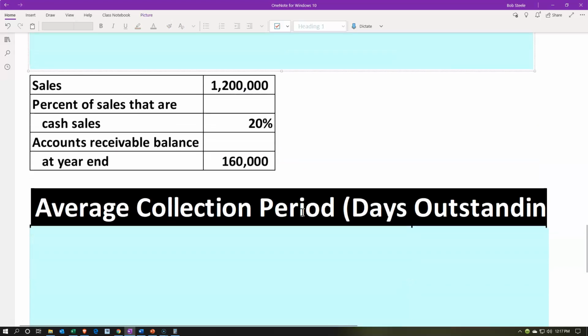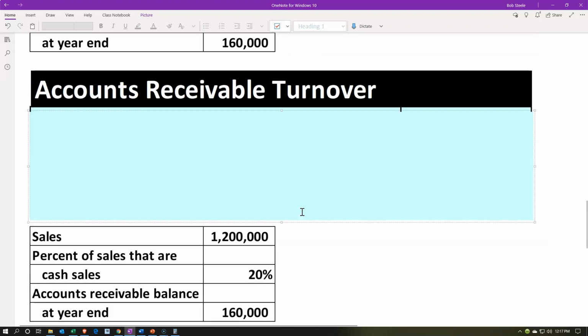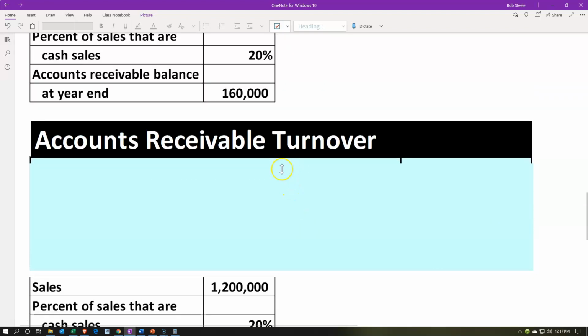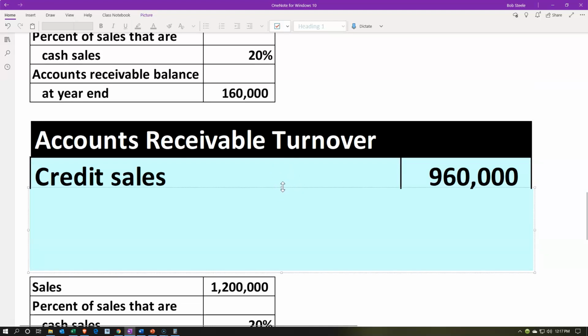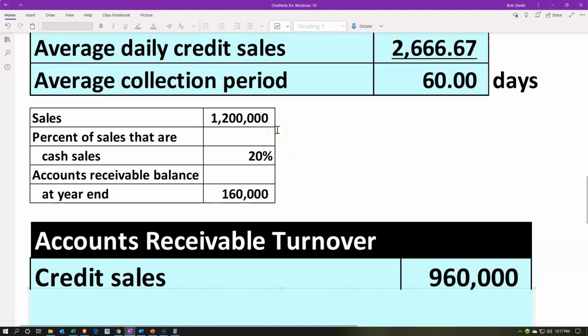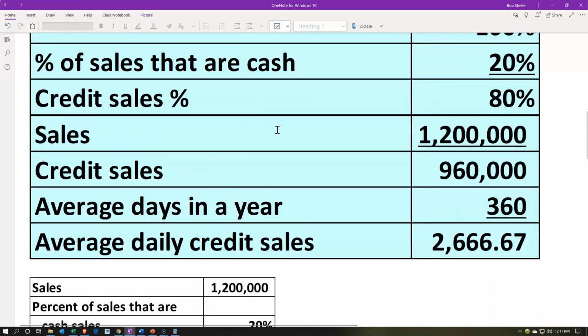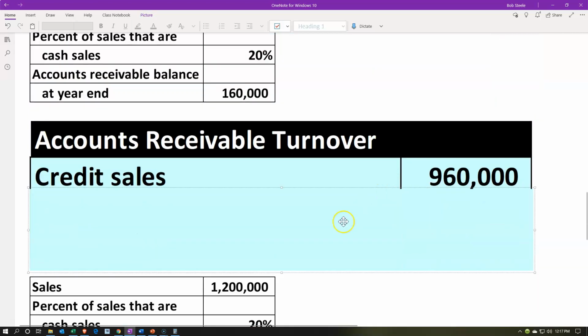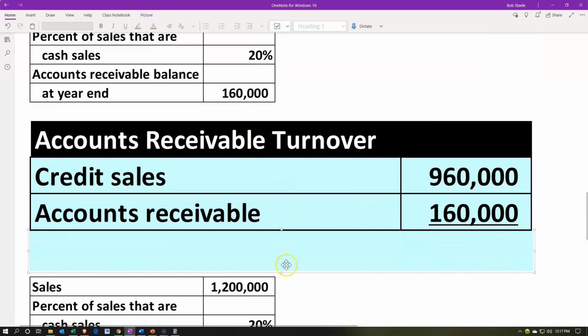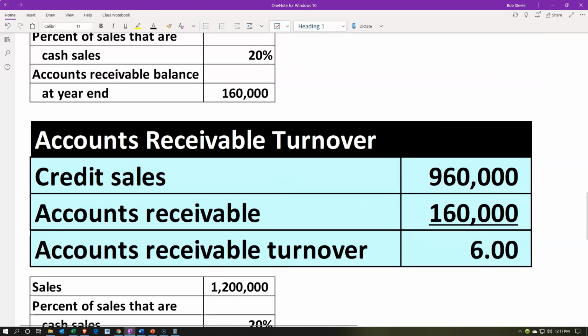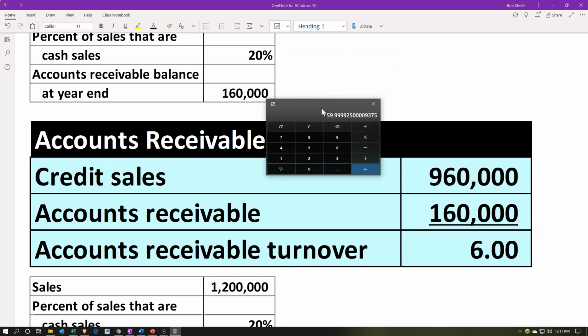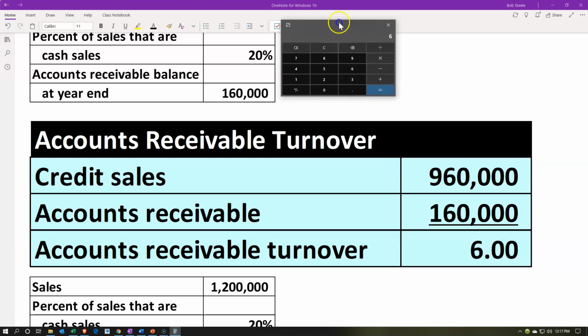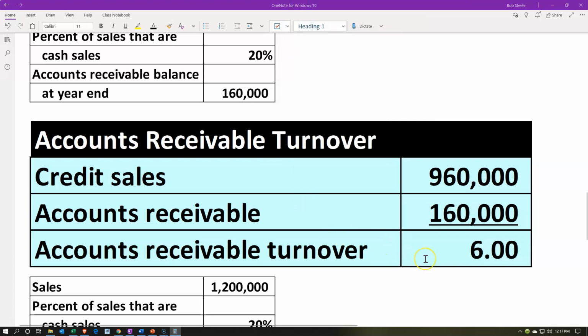accounts receivable turnover, using that to calculate the average collection period, the days outstanding. So the accounts receivable turnover is calculated as the credit sales, same calculation we did up top. We got the total sales. We took the credit portion of them to get to the credit sales, which was 80% of the sales. And then we're going to take that and divide by the accounts receivable. So if we work that out, it's going to come out even. 960,000 divided by 160,000. We have 6 even. So we got the accounts receivable turnover of 6.